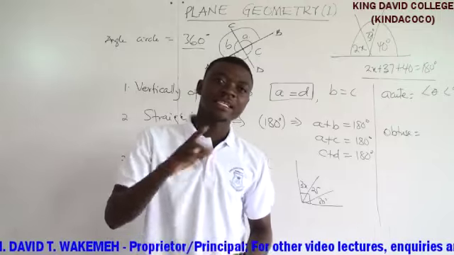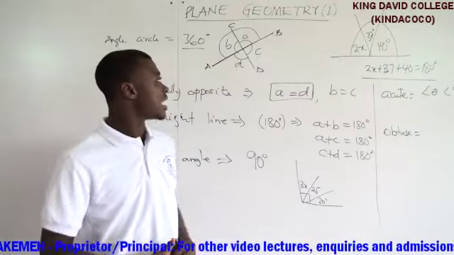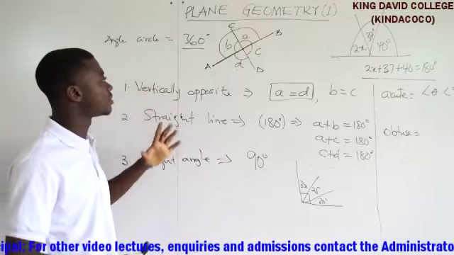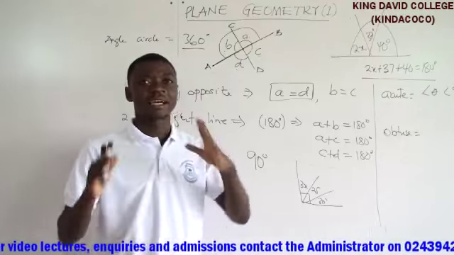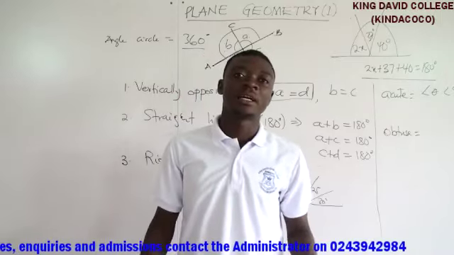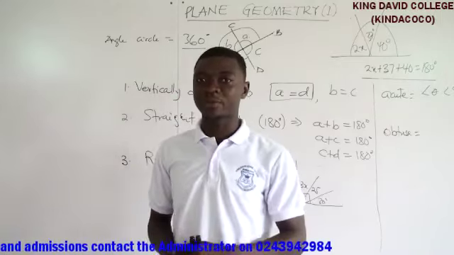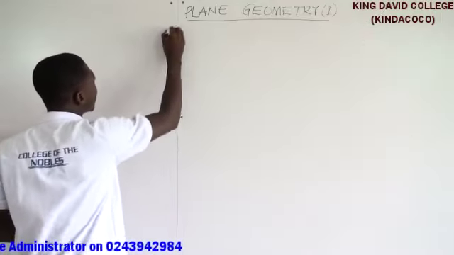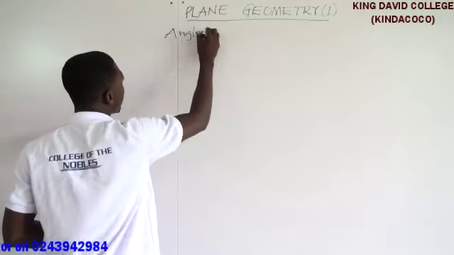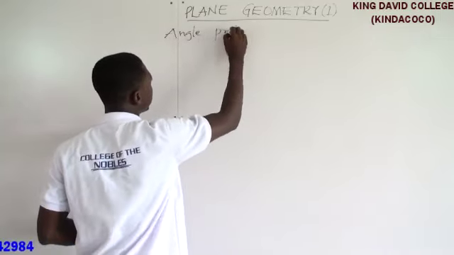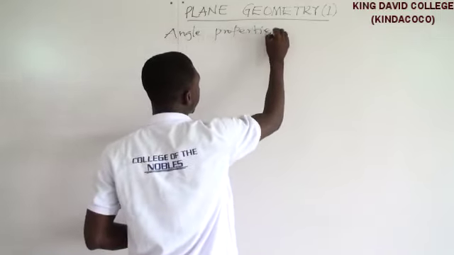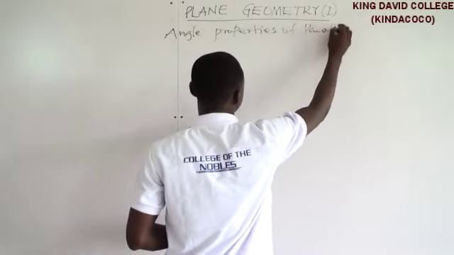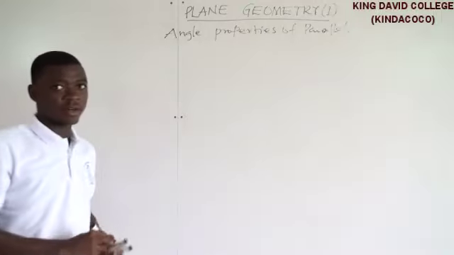Let's now go to a situation where we have two parallel lines that are having some relationship. So let's move there. Angle properties of parallel lines.